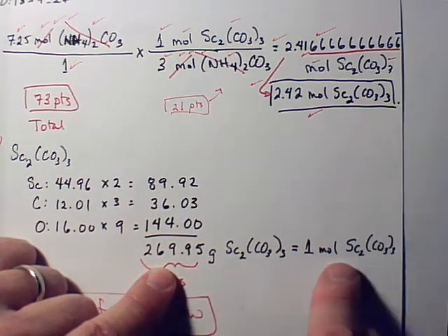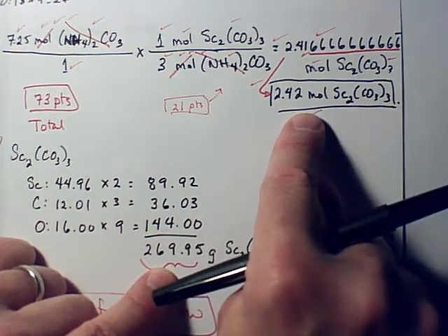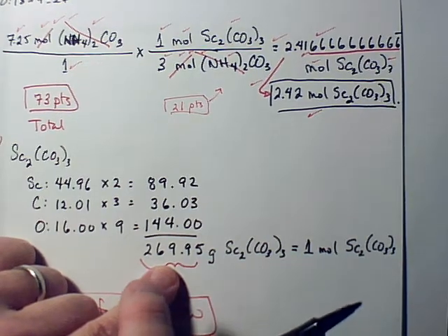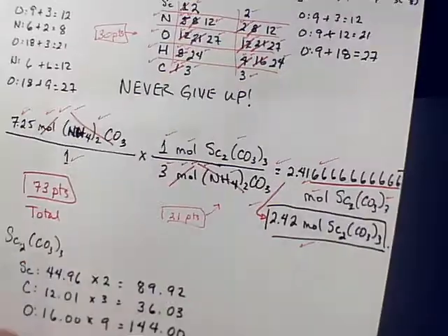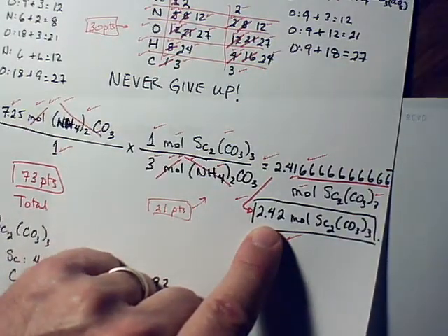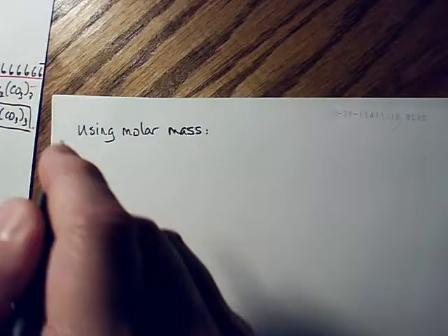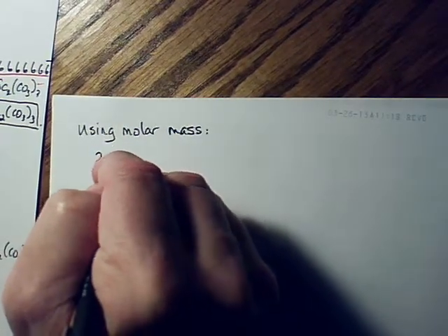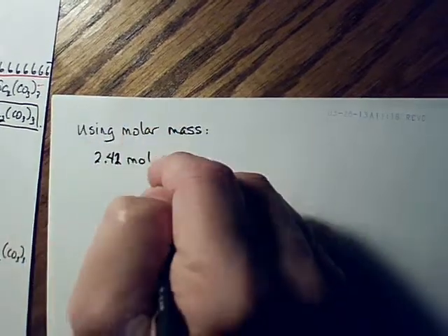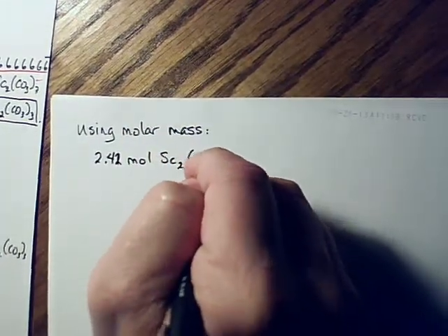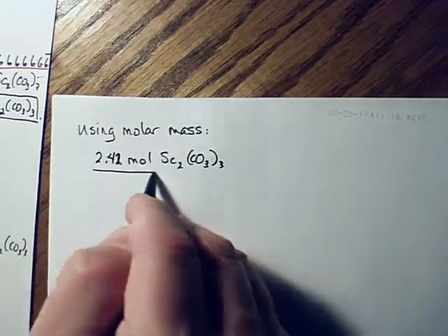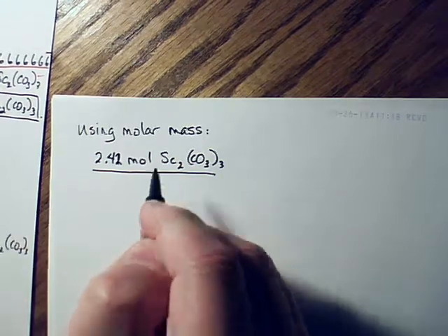So now that I have an equality statement, I can take moles of scandium carbonate and, using this equality statement, convert that into grams of scandium carbonate. Let's see how that would work. That means this becomes a new starting amount, so I'll put that over 1. 2.42 moles of scandium carbonate over 1, because our starting amounts always go over 1.